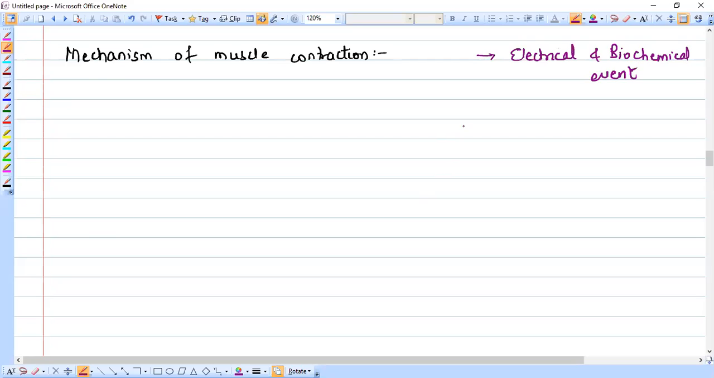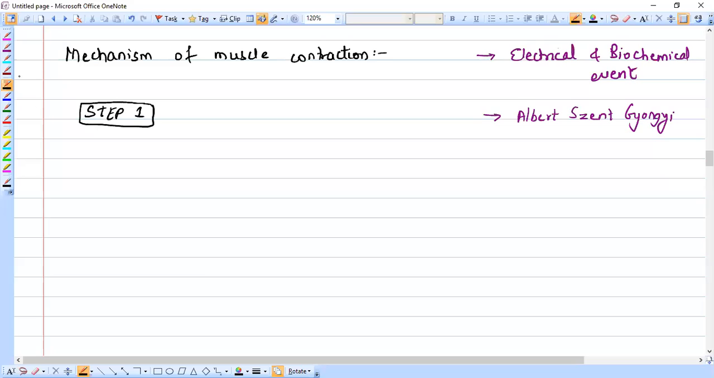This electrical and biochemical event concept was given by one of the scientists, Albert Szent-Györgyi. He was a scientist who talked about this. And what he mentioned in this step, let's start with the first step, step number 1. What happens in the muscle contraction?